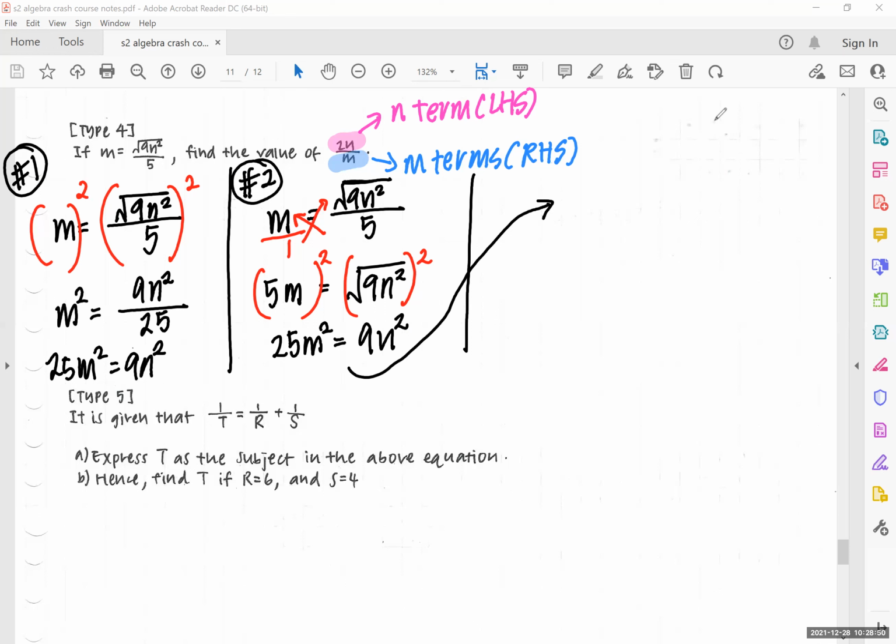Very good. The technique I taught you just now is the roti prata flip. So we roti prata flip, and we will have 9n squared. Can you see I never do any sign? There's no negative here, negative there. Just flip the whole thing. Got it? Now, does it fulfill?